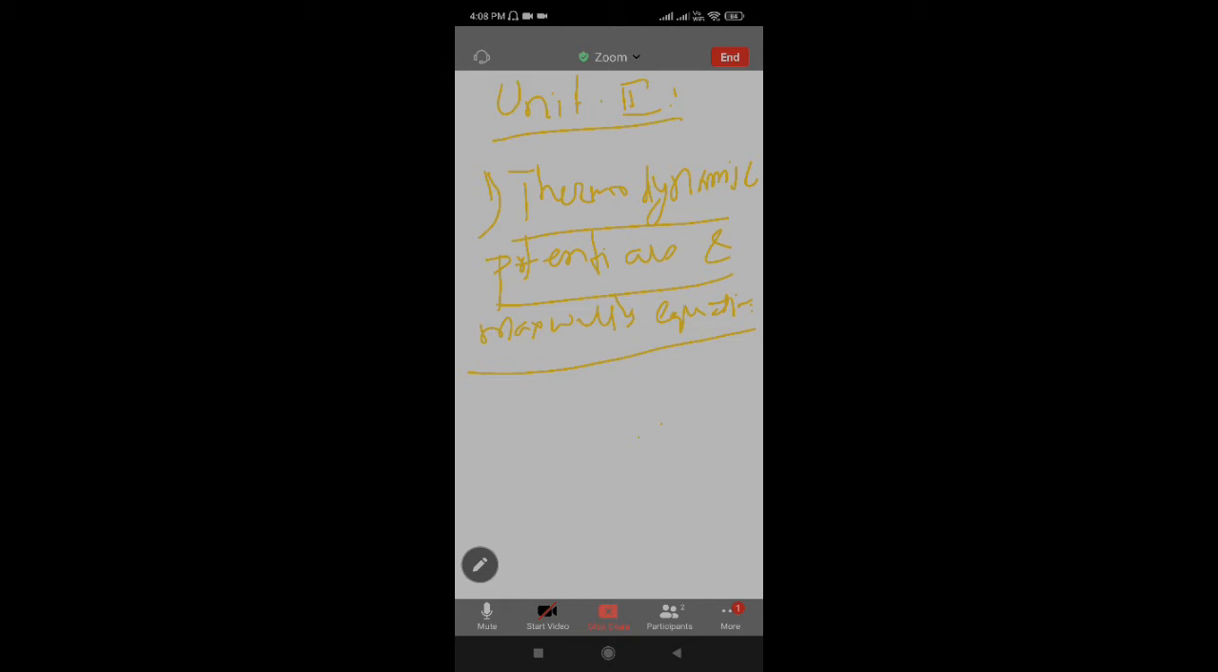Before going to these potentials, we have to define some functions. There are different functions. Based on the equations of these functions, we are going to have Maxwell's relations or Maxwell's equations. So that's why we call this lesson thermodynamic potentials and Maxwell's equations.